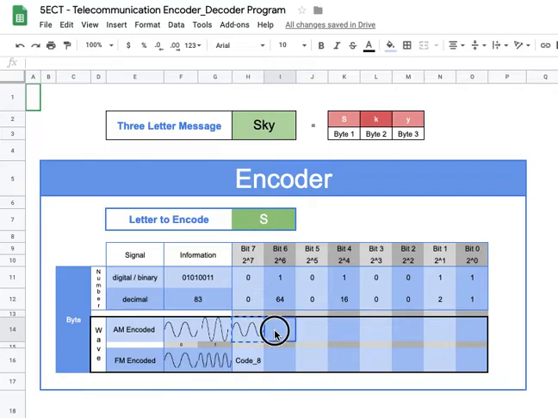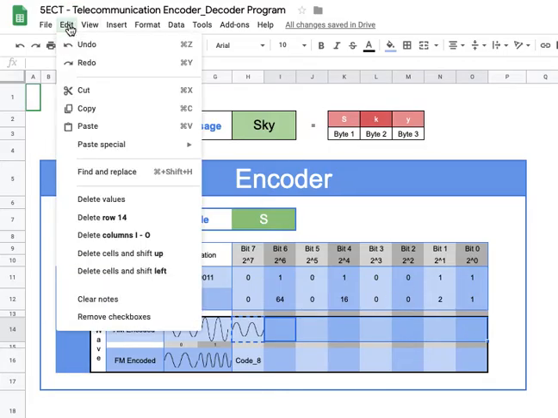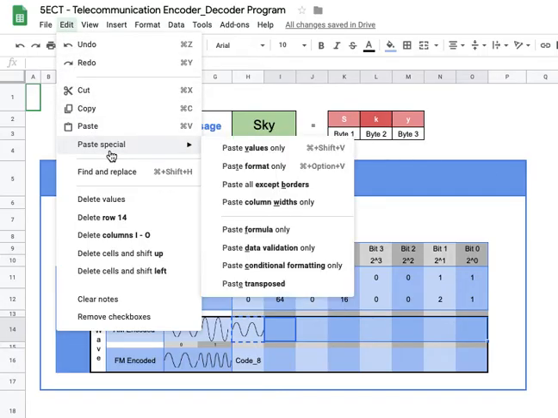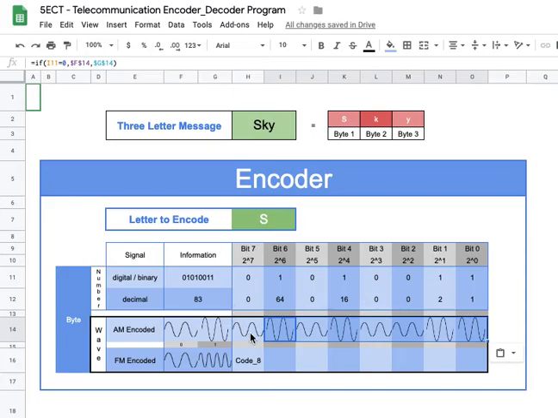After you've copied this cell, select all the other cells we want to paste this into, but instead of pasting, we're going to go up to Edit, Paste Special, and we want to paste just the formula. So paste formula only. And there it is. 0 is low amplitude, 1 is high amplitude, 0 is low amplitude, 1 is high amplitude. Okay, we got it. So go ahead and try to figure out what we should do for FM encoding. And I'll see you back for the decoder app.